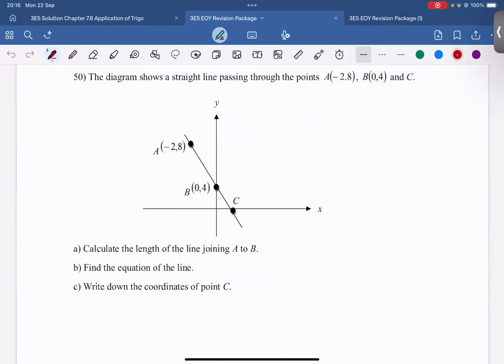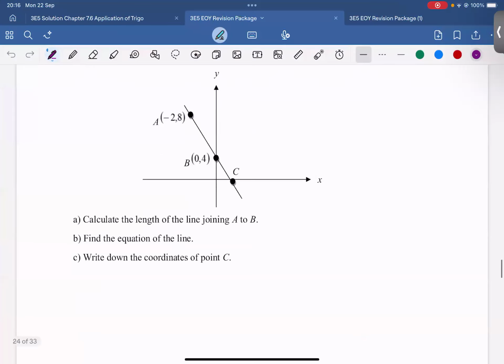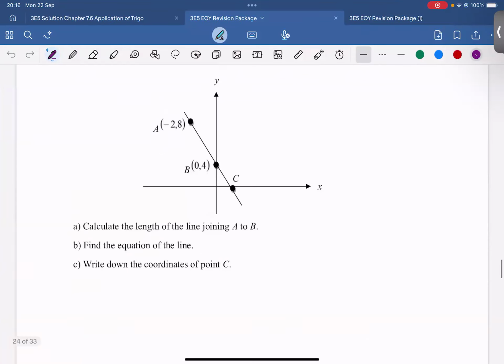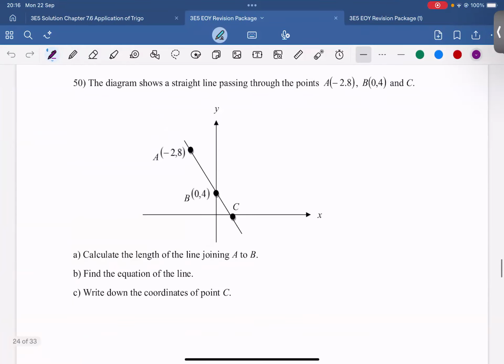So find the equation of line joining this. What you need to do is just to apply your length formula. So length AB. What's the formula for length? Square root of x1 minus x2 square plus y1 minus y2 square.